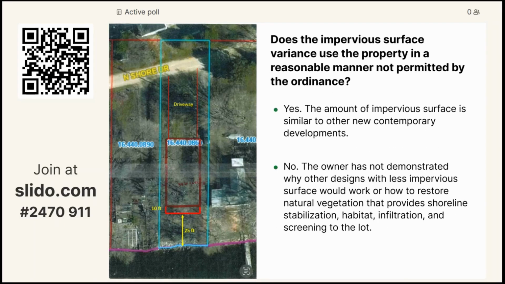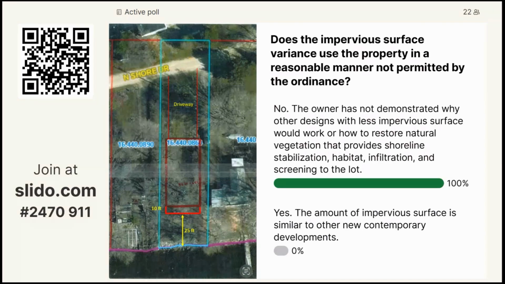Let's look at just the last one here. How does the impervious surface variance use the property in a reasonable manner not permitted by the ordinance? Looks like here clearly, hands down, no response. The no response is really a good response here because the findings specifically deal with the impacts, or the fact that the owner hasn't addressed the various impacts to the purpose of this particular provision, dealing with water flow, infiltrating water, dealing with sort of the impacts of nutrients going into surface waters. So the no has a very strong finding.